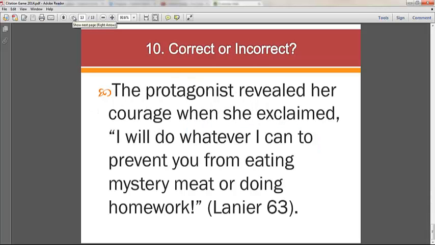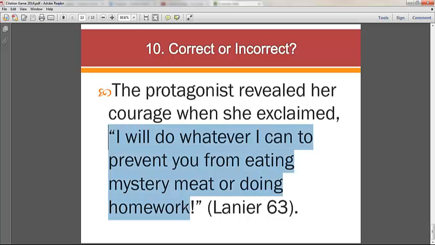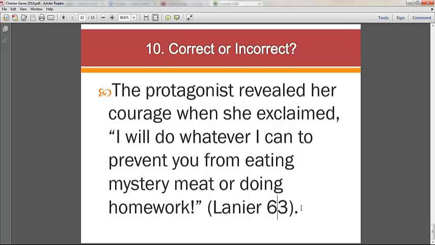Last one, number 10. The protagonist revealed her courage when she exclaimed, "I will do whatever I can to prevent you from eating mystery meat or doing homework!" (Linear 63). Well, the last one is correct. There's an introduction to the quote. There's a comma before the quotation begins. There's the whole quotation. This one has an exclamation point, which is fine. That's part of the meaning of the quote, so it stays there. There's the author's last name, the page number, and the period on the outside of the parentheses.